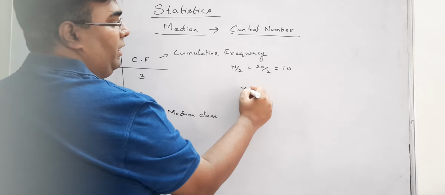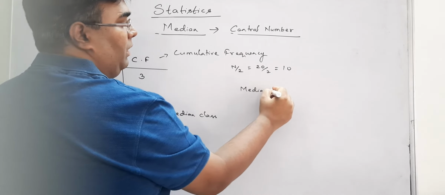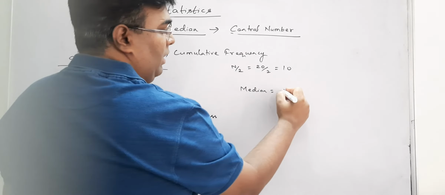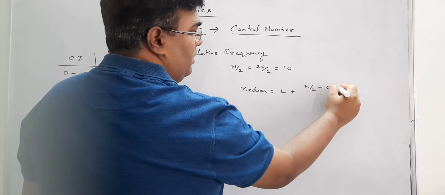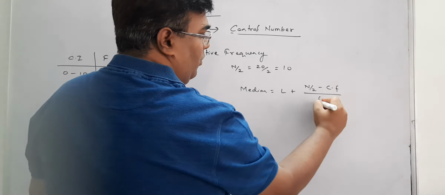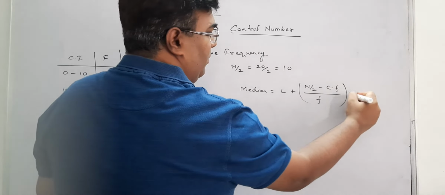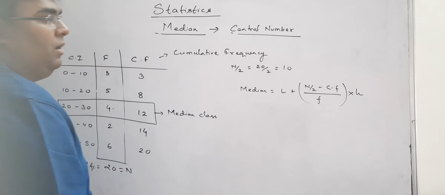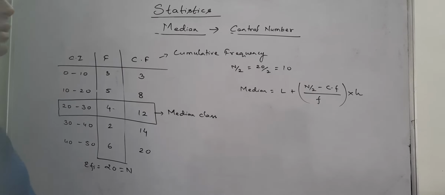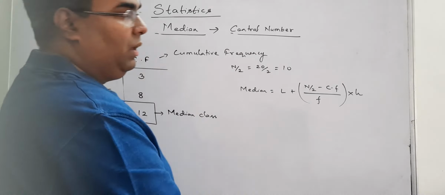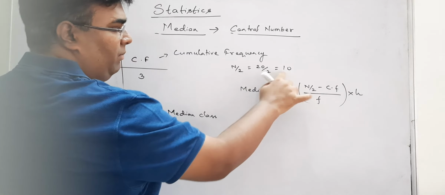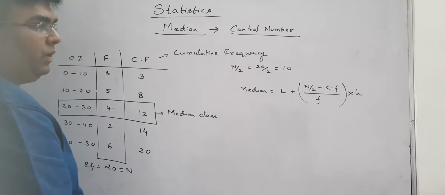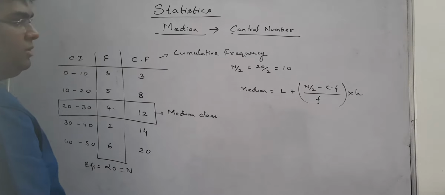Okay. So once we have got the median class, I will tell you the formula for median. What is my median? Median is L plus ((n by 2 minus CF) upon F) multiplied by H. Now we will look at all the terms one by one, how to get all the numbers. This n by 2 we know. N by 2 is 10. Okay. Let us check the other numbers also.